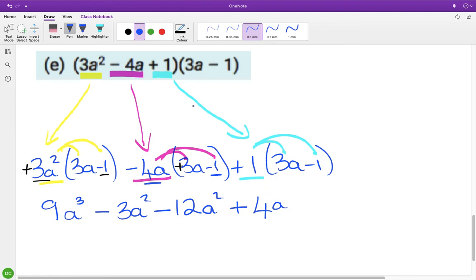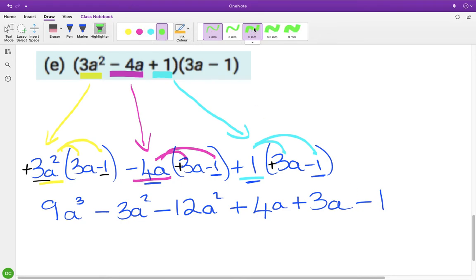Move on to the blue. We're multiplying the plus 1 and the plus 3a, so the signs are the same, which means the answer is positive. 1 by 3 is 3, and then your a. And then the last multiplication is the plus 1 and the minus 1. So the signs are different, so minus. 1 by 1 is 1, and there's no letters.